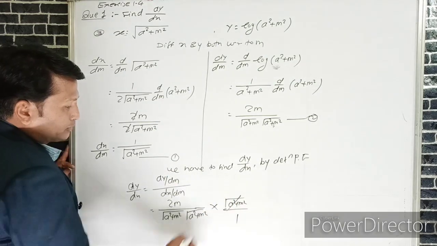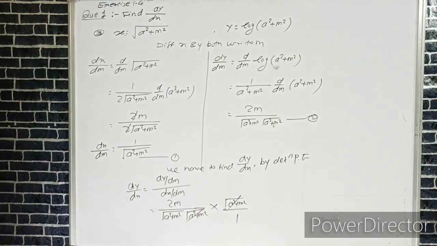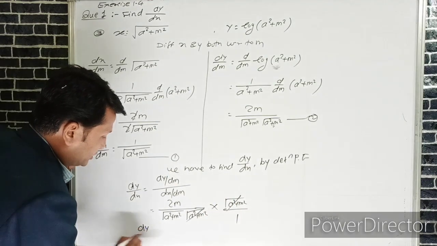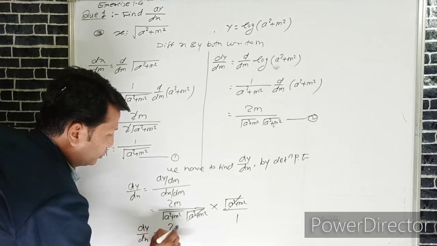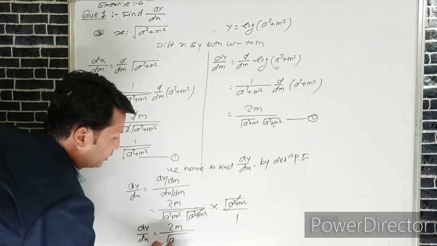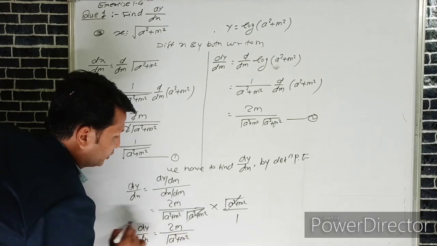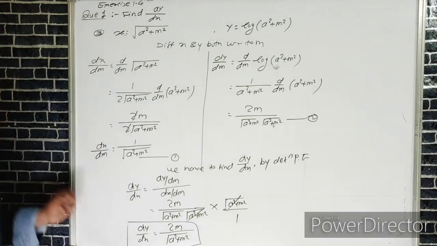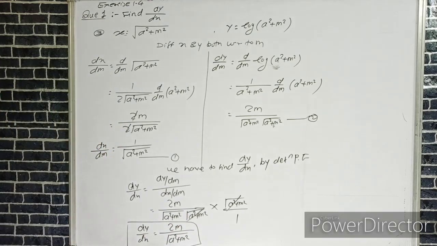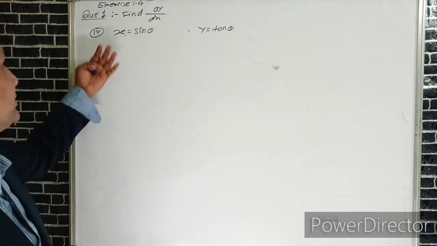Here the under root of a square plus m square cancels. In the remaining terms, dy by dx is equal to 2m upon under root of a square plus m square, which is the required derivative of y with respect to x. Again here it is a parametric function.